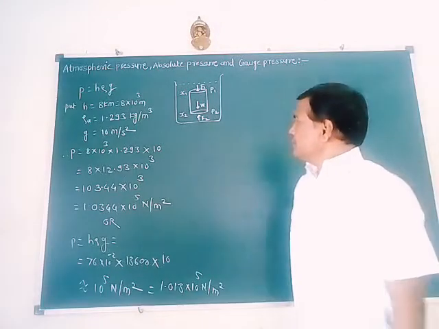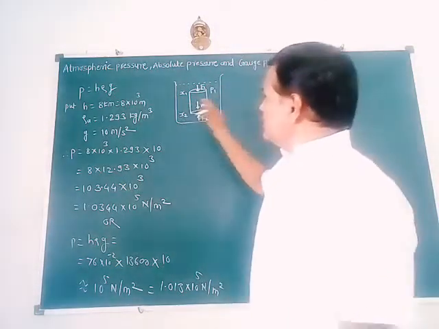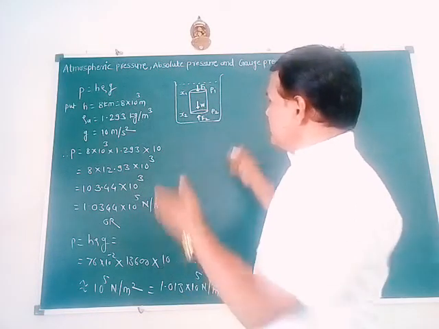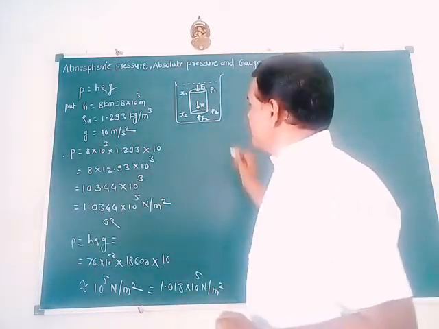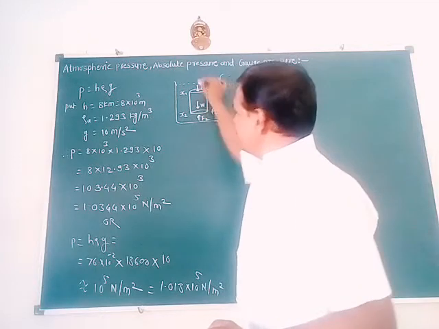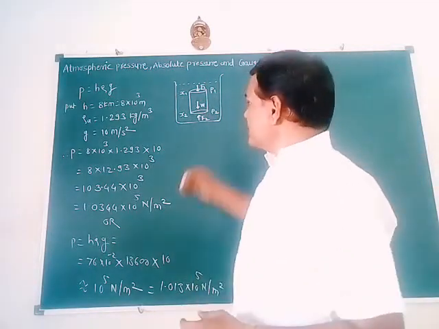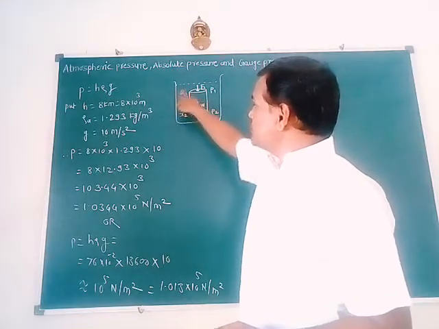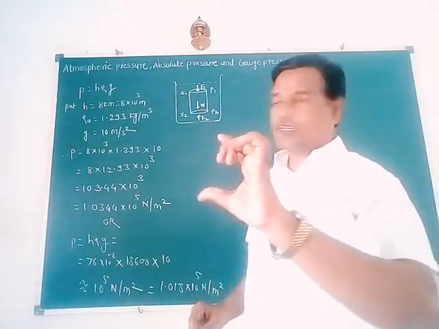What we have to consider here? We have to consider a liquid like water or any other liquid in a container. Consider an imaginary cylinder of liquid having two levels, suppose x1 and x2. x1 is the upper level, x2 is the lower level. x1 minus x2 is equal to, suppose, the height of the liquid column, h.